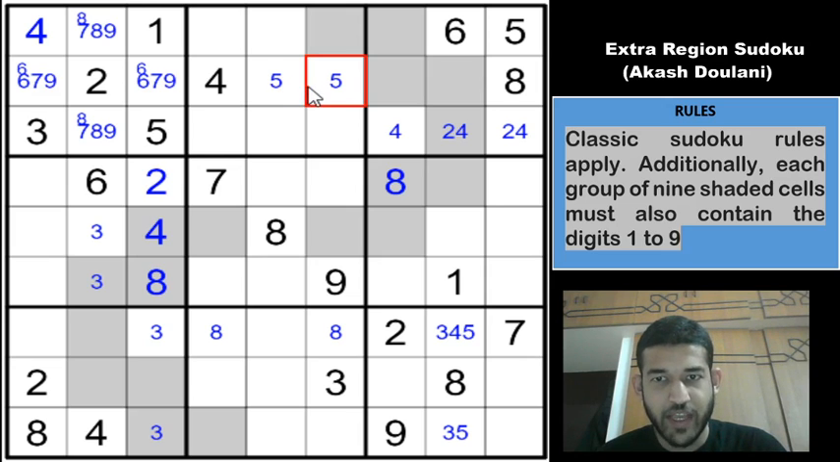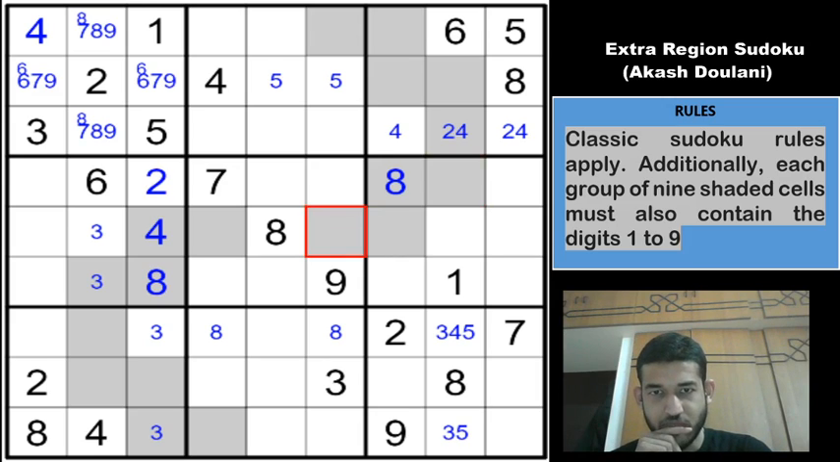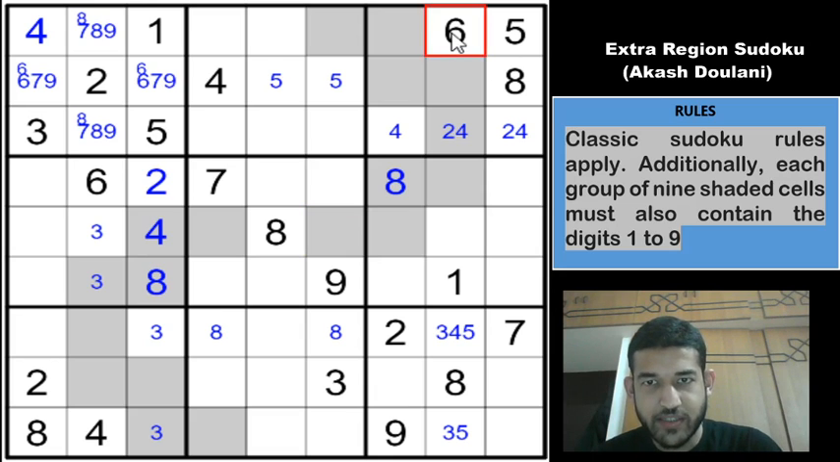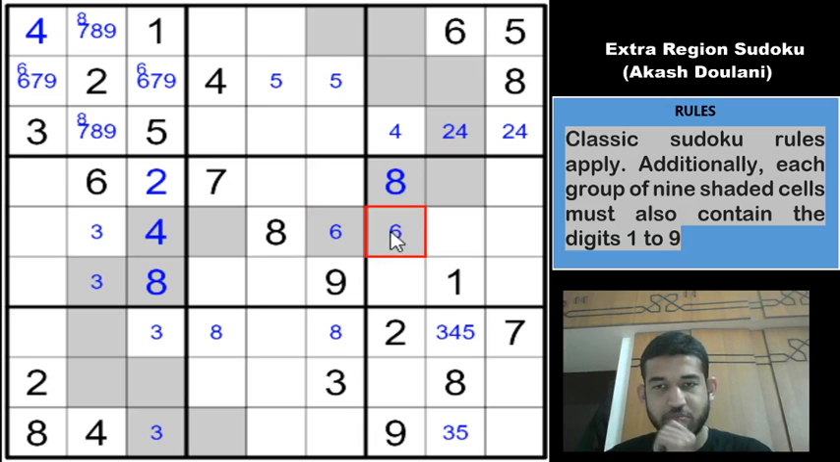Okay, is this 5 helping us? So 5 cannot be in these 5 cells, right? So 5 must be in one of these 3 cells. So let us just remember it for now. And I also see that 6 cannot be in any of these cells. 1, 2, 3, 4, 5, 6. So 6 must be in one of these 2 cells, because for this extra region you can have only 6 in one of these 2 cells. No other cell is possible.